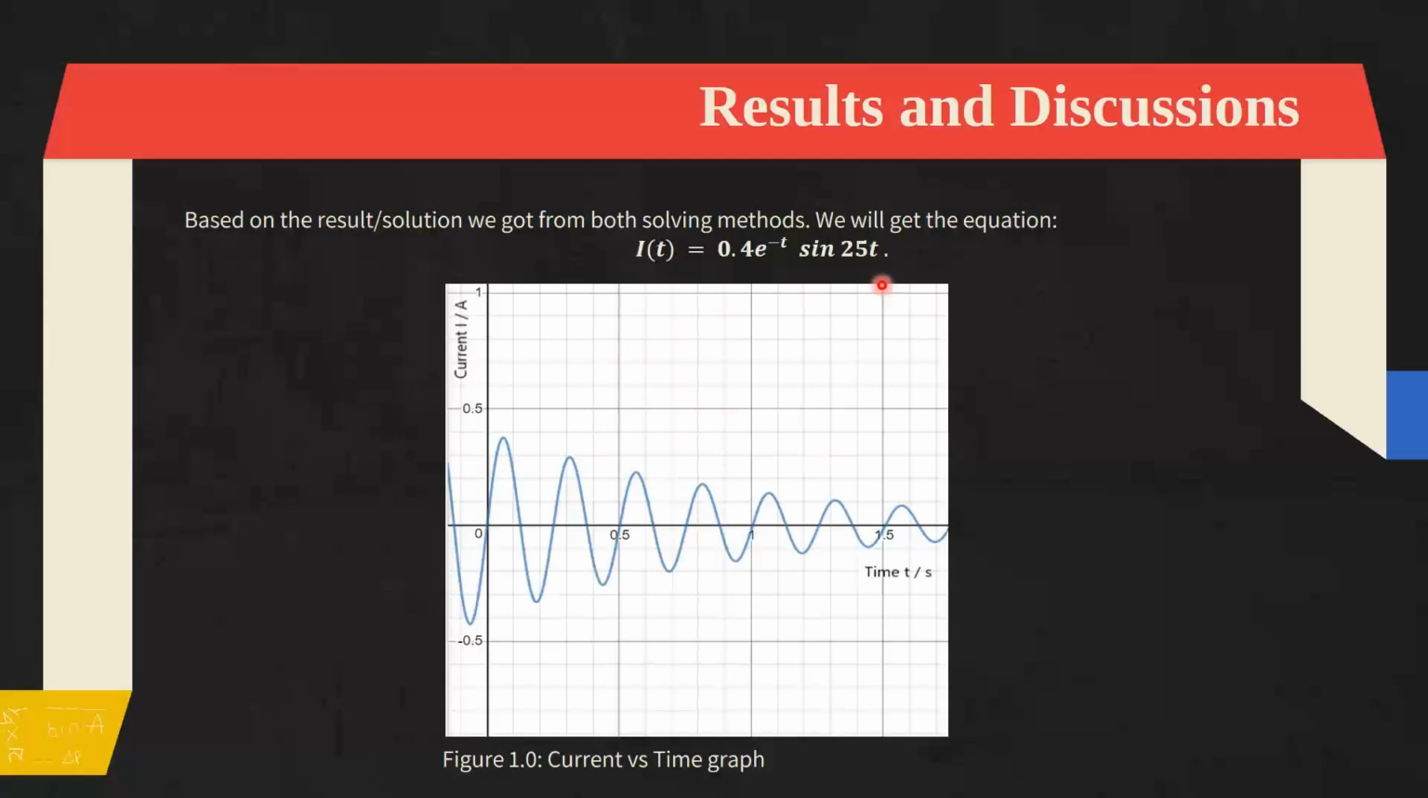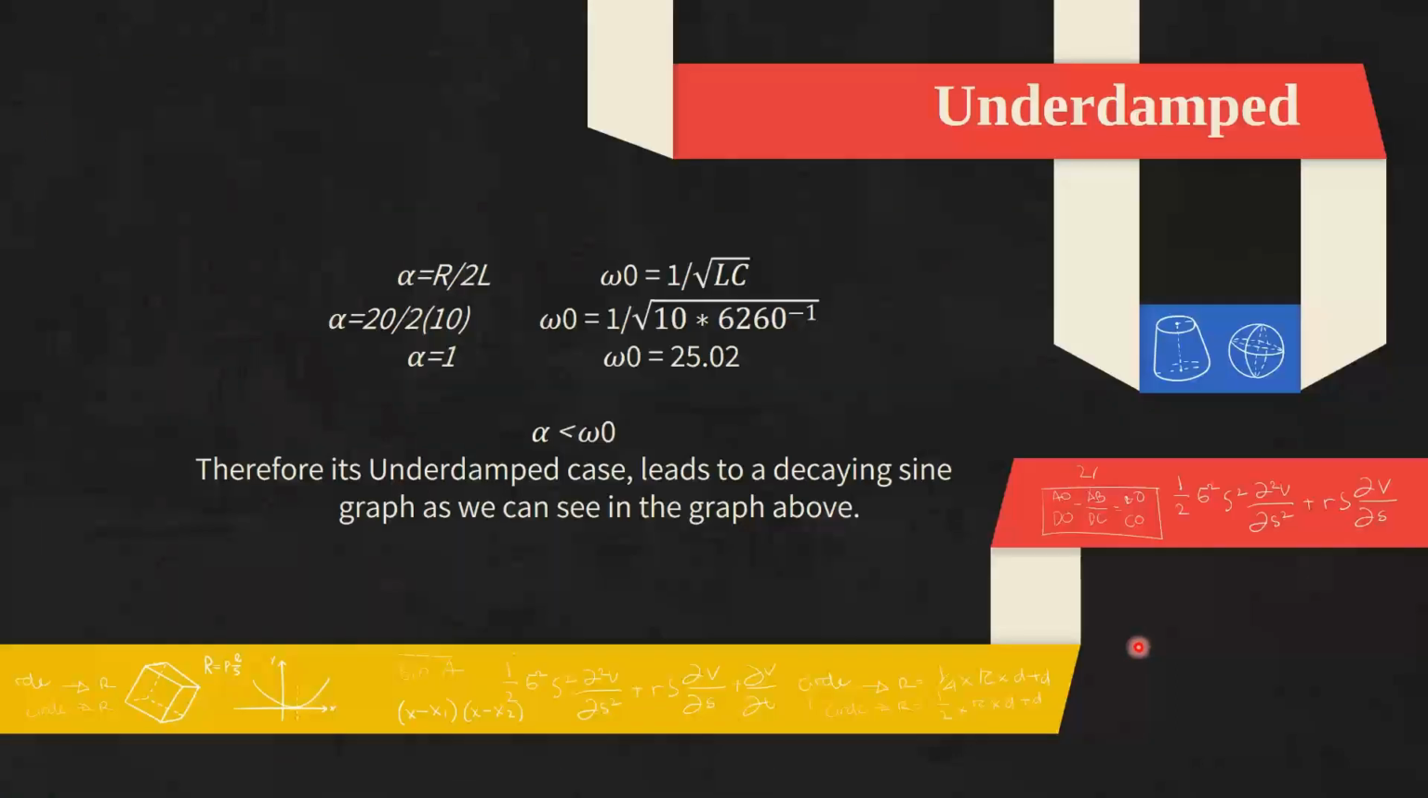Based on the solution we got from both the solving methods, we get the equation I equals 0.4 e raised to the power minus t sin 25t. And this is the graph that we will get. This is the current versus time graph. To look more into the graph and for further discussion, let's move further.